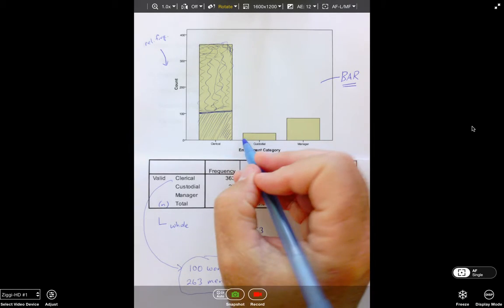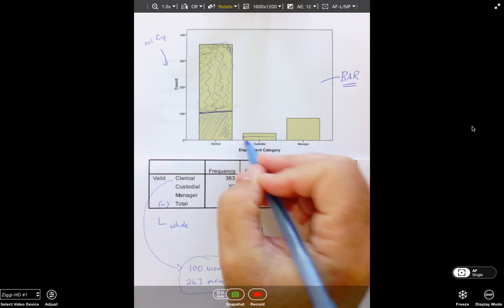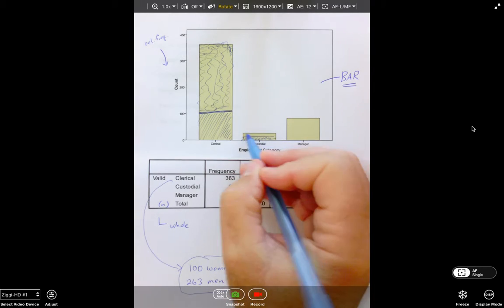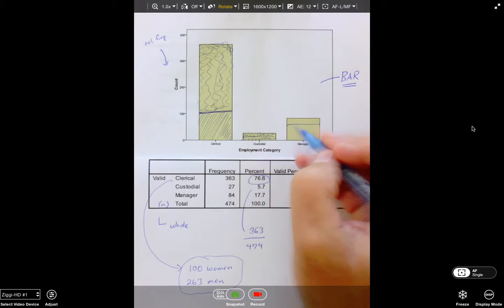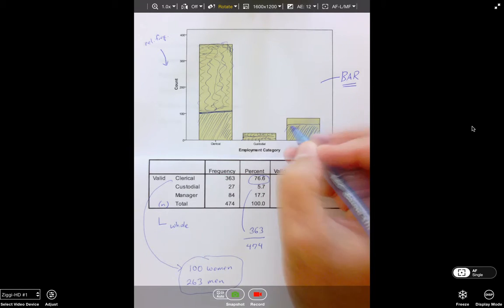But if you have this kind of division, and I'm just coming up with stuff now.